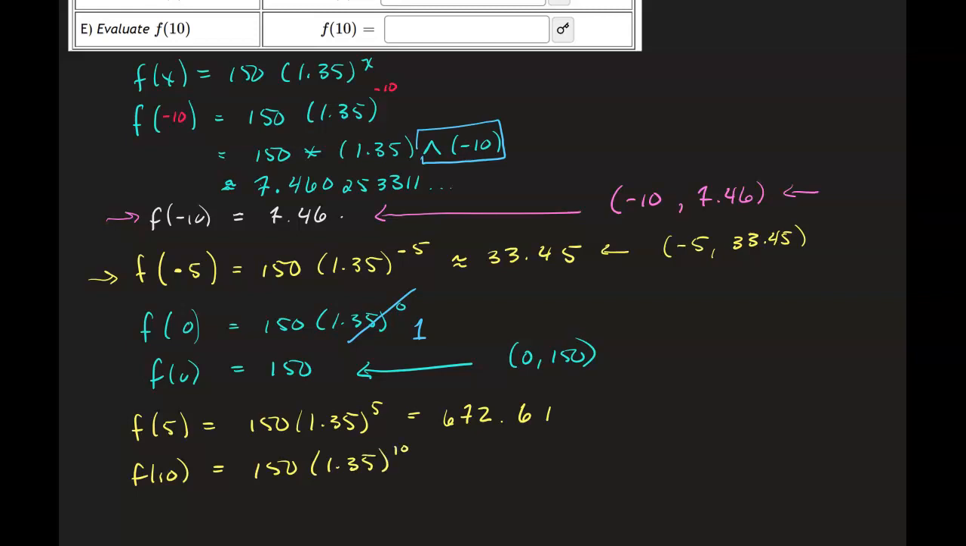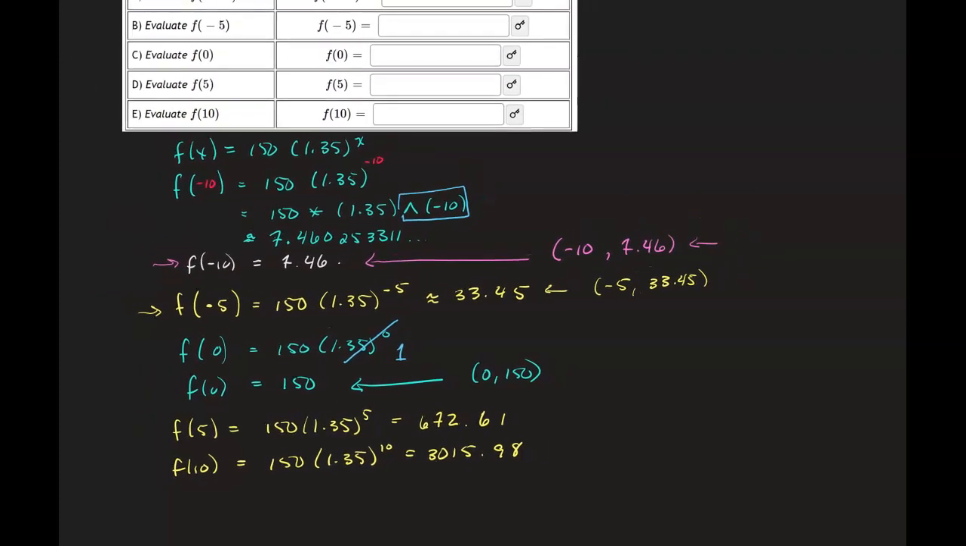Be careful there. It's not just 1.35 raised to the 10. It's certainly not just 13.5. We're not just moving the decimal. We're multiplying 1.35, using it as a factor 10 times. 150 times 1.35 raised to the 10 is going to give us 3,015.98338.